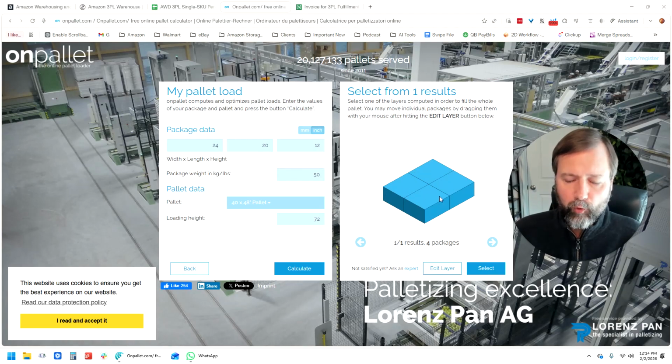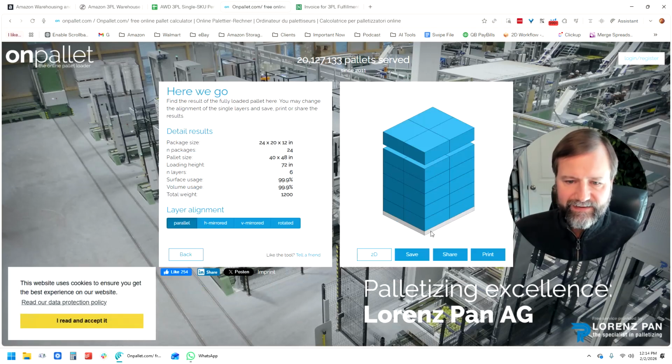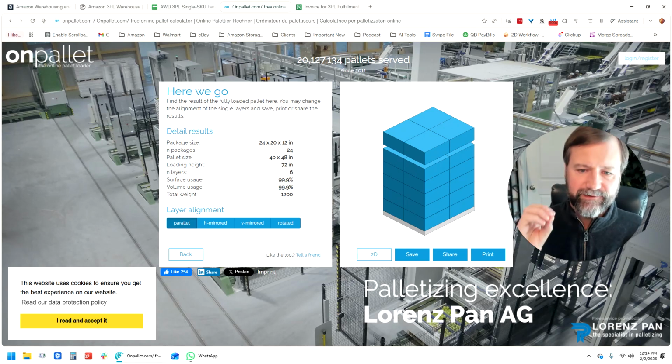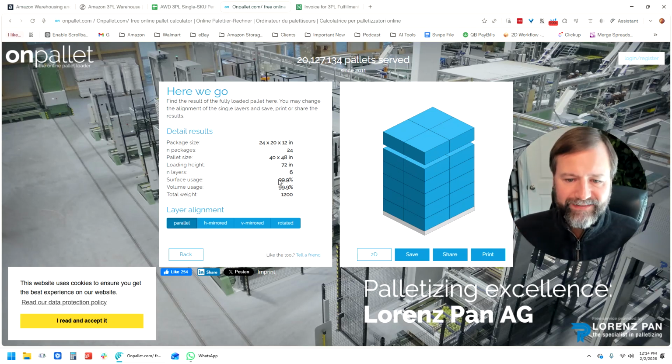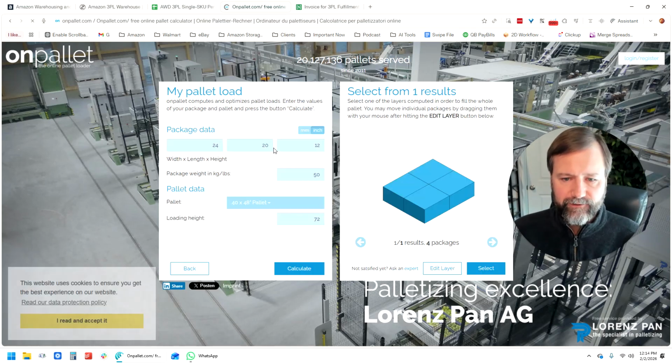Now we're fitting 4 boxes per row, and I'll go ahead and select that. So we are getting 6 layers and utilizing 99.9%. This is the perfect of perfect case packs for sending into Amazon. You can fit it perfectly on a pallet. If you're sending it in on pallets anyways, you're wasting almost no space. So this is a really good calculator for doing that.